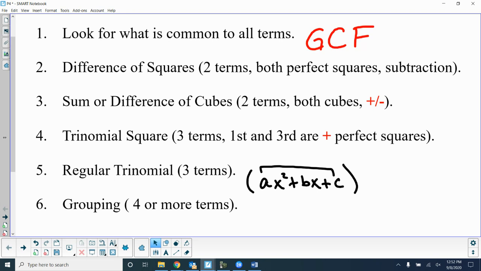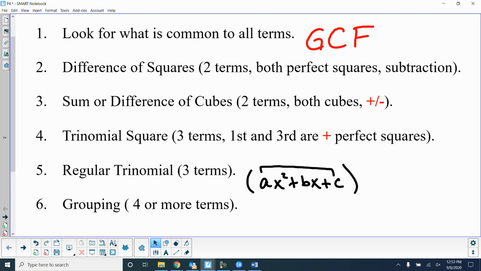So if it's not one of those 3 things that I can do, then I look for a special trinomial, 3-term. It's called a trinomial square, or sometimes they call it a perfect square trinomial. And when I look to see if it's one of those, I look at the first and third term. The very first one, the very last one. And if they're both positive perfect squares, it could be one of those. So then I do something I call the 1, 2, 3 test. And I'll show you that here in a few minutes when we get to one of those.